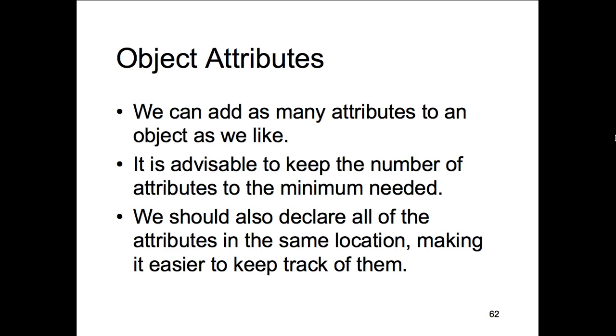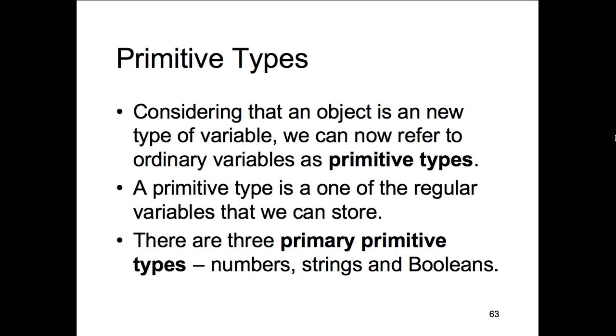You also need to declare all of the attributes in the same location, making it easier to track them, hopefully, so you know which ones you're looking at. Then we have the concept of primitive types. Considering that an object is a new type of variable, we can now refer to ordinary variables as primitive types.